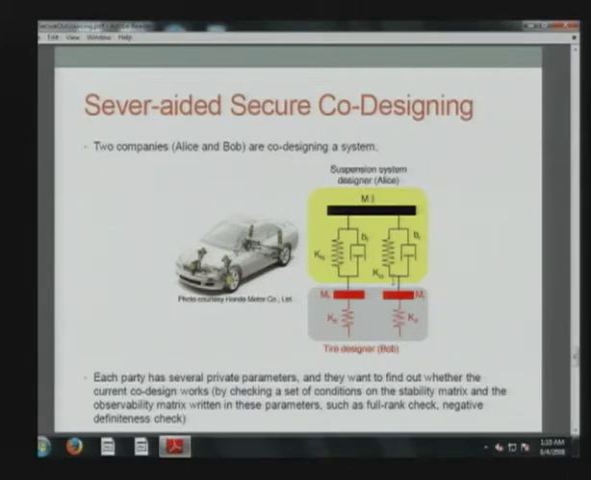Each party has some parameters, as denoted in the right half of the picture. So Alice has KFS and BF. These are just some parameters of the mechanical system, and they want to find out whether their design can work together. This can be checked by checking a set of conditions on the stability matrix and the observation matrices. And these two matrices, in mechanical engineering, are written in terms of the parameters shown in the picture.